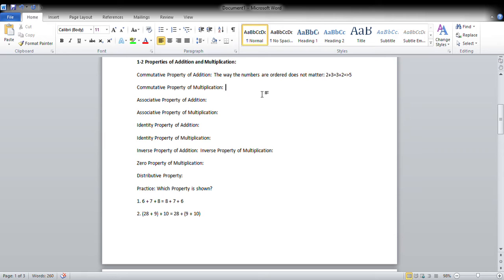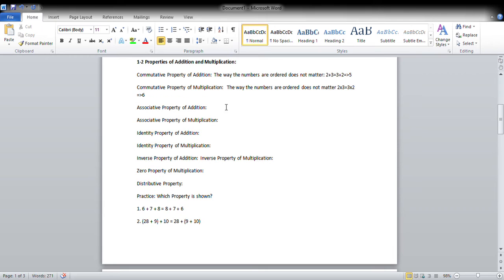Okay, so the commutative property of multiplication. This is the same thing, the way the numbers are ordered does not matter, but with multiplication. So 2 times 3 equals 3 times 2. As you know, these are both equal to 6.